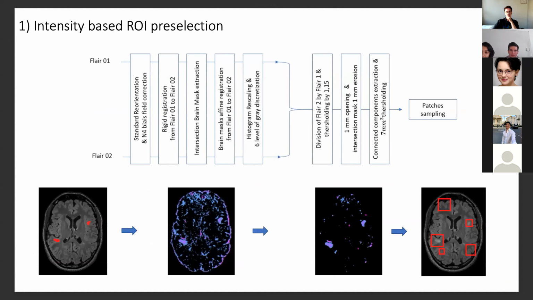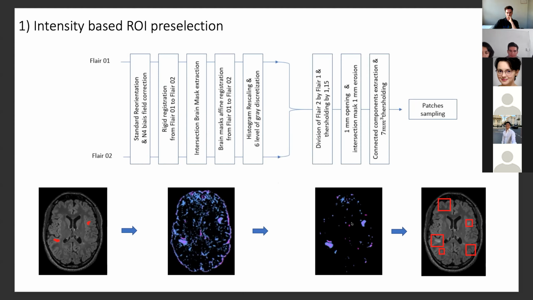We designed the pipeline to detect areas of the brain which have to fulfill two conditions: an increasing intensity on the second time point and a geometrical a priori. After two steps of rigid and affine co-registration, bias field correction, histogram normalization between the two time points, and intensity discretization, we divided the second MRI by the first one and kept only voxels with an intensity ratio greater than 1.15. After an opening, in order to clean the image that we obtained, we extracted the connected components and kept components larger than 7 cubic millimeters.